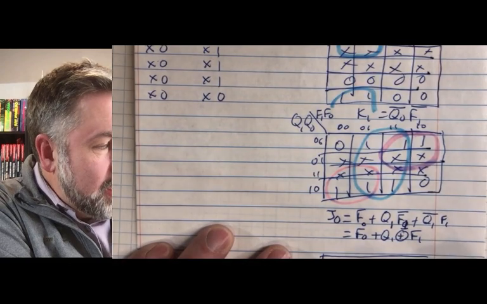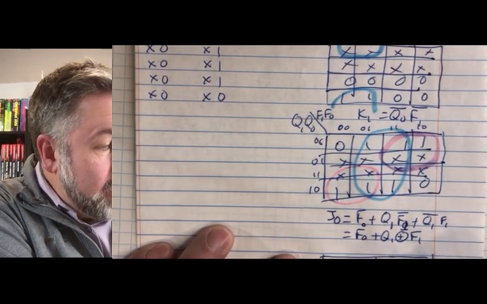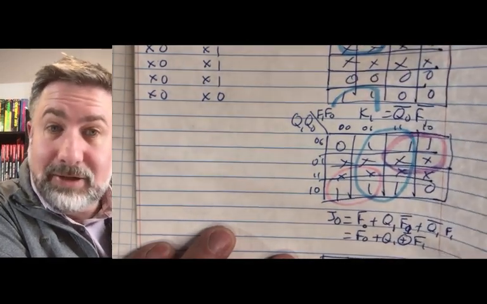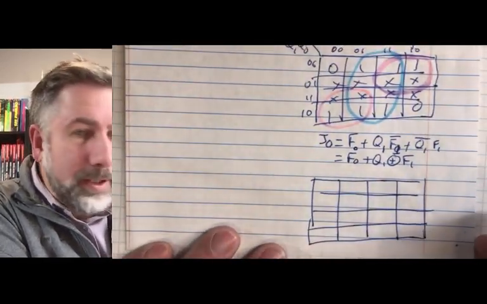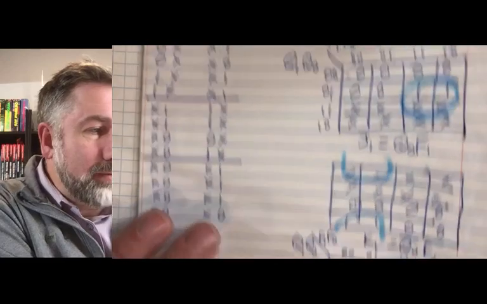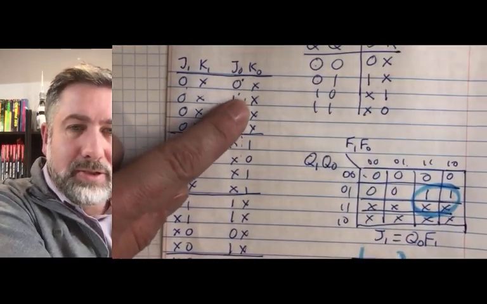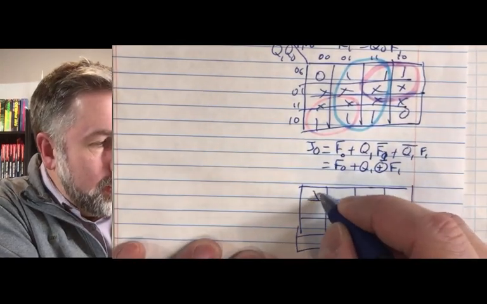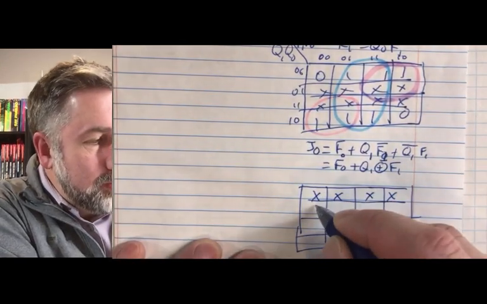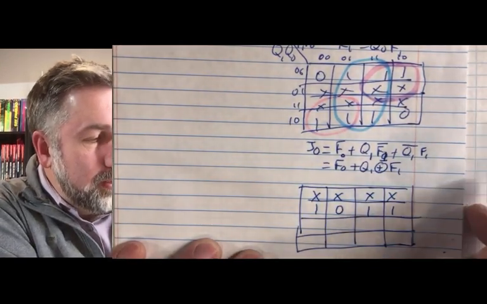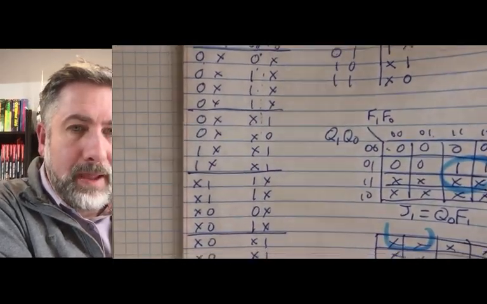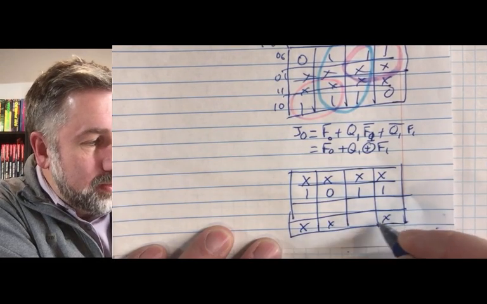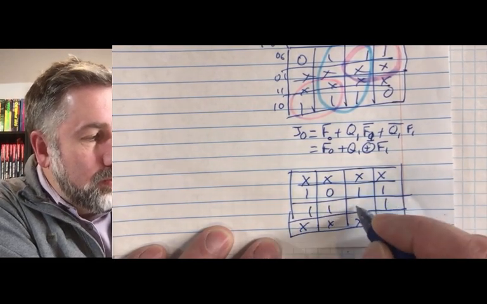Now we can see why we would choose JKs. And really it's your choice unless I tell you to do otherwise. Here's the last one. And again, I'll just read it off down here. So it's X's and then 1, 0, 1, 1. X, X, X, X, 1, 0, 1, 1. And then it's X's and 1, 1, 1, 0. X, X, X, X, 1, 1, 1, 0.